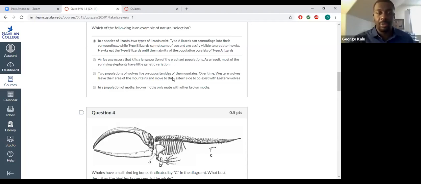If we look at C, we're looking at migrations where we have western wolves moving into eastern wolves, and then the population of moths only mating with brown moths. That gives us non-random mating and possibly sexual selection too.